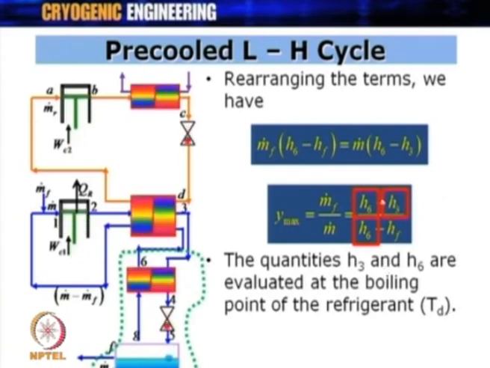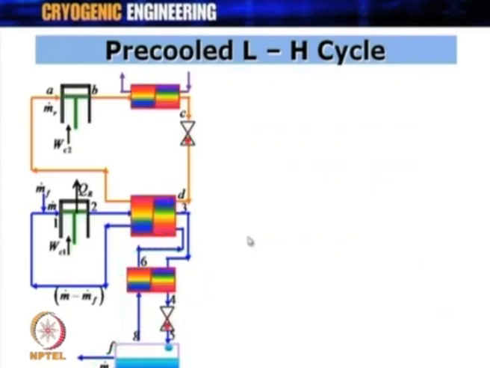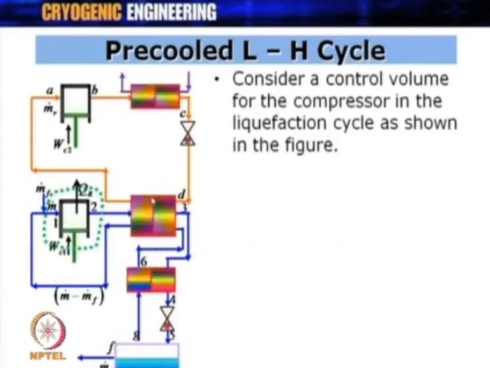So, if we do this, then whatever we get as y is going to be the y max value, or the maximum yield that is possible from this particular circuit. So, this was as far as the liquefaction was concerned. Now, we will talk about the compressors, and do not forget that there are two compressors now.